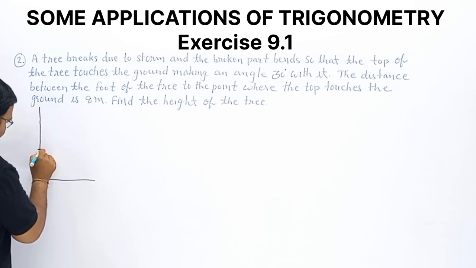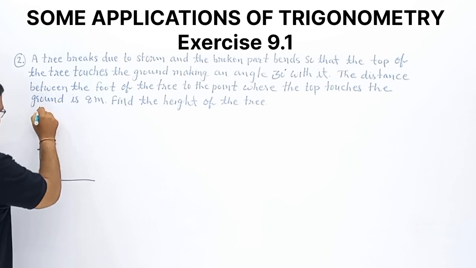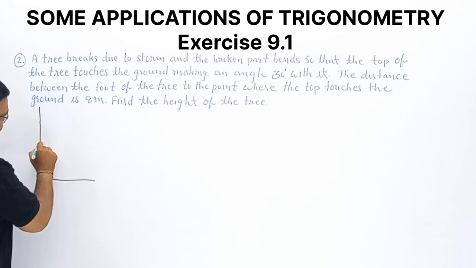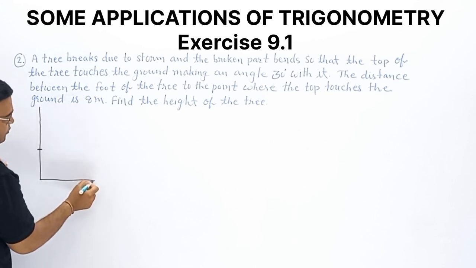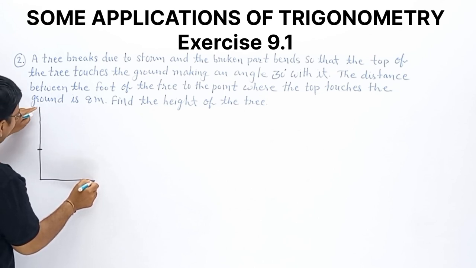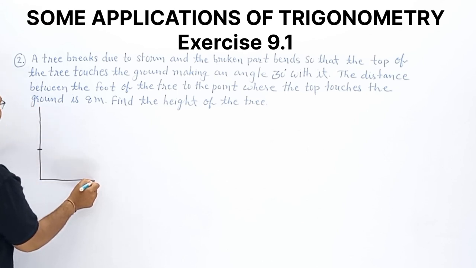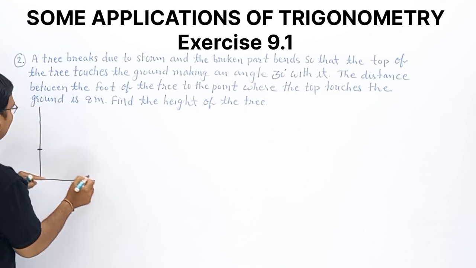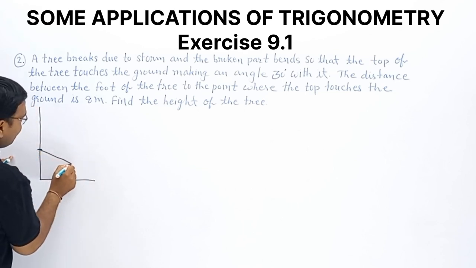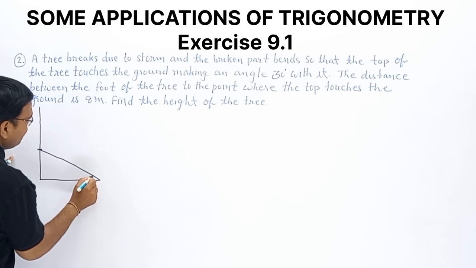after breaking from that point, its broken part is this one, and this part goes towards the ground. The top of this tree touches this ground, and it makes an angle. What angle is it making? 30 degrees.